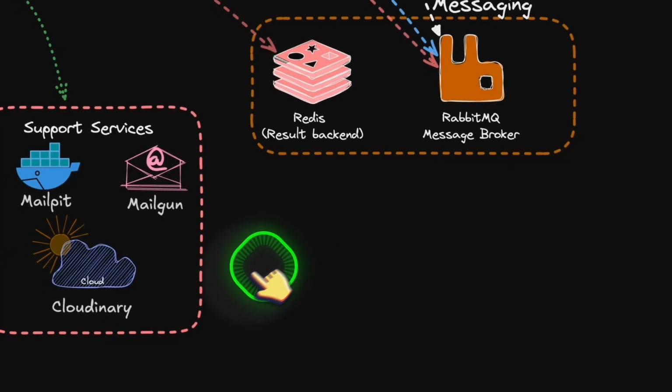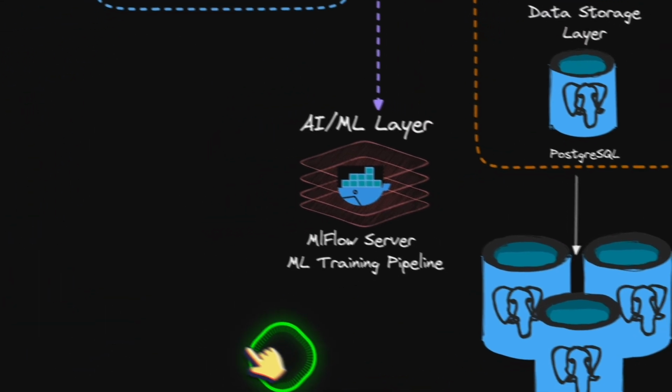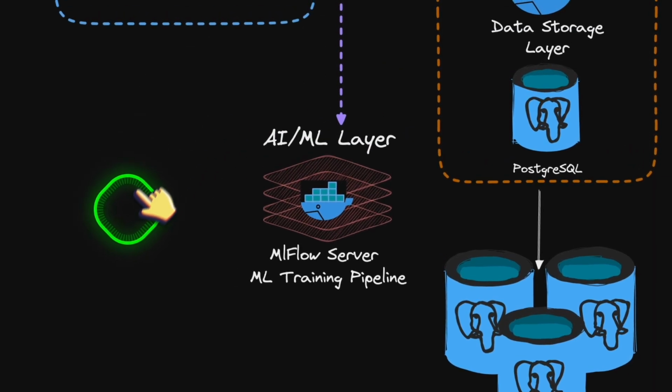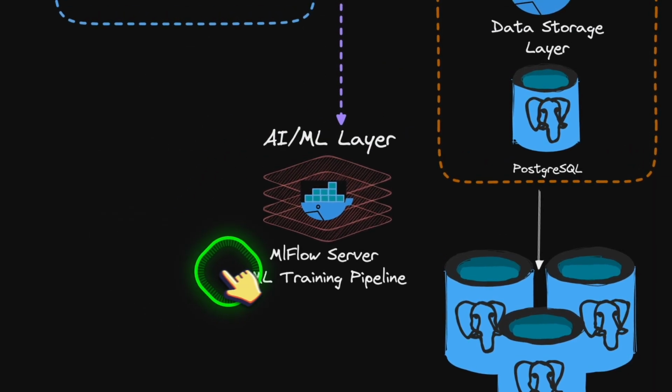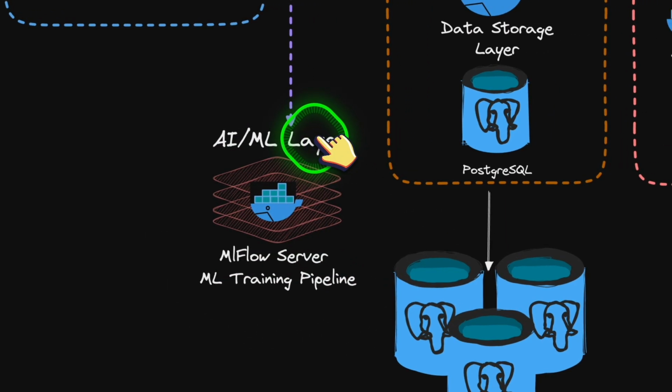Then lastly, we're going to have our machine learning layer. Here is where we're going to define our transaction analysis and fraud detection machine learning services. We shall use an MLflow server to track machine learning experiments, to manage model versions, and to deploy models. We're also going to be setting up a machine learning training pipeline to train and evaluate fraud detection models.